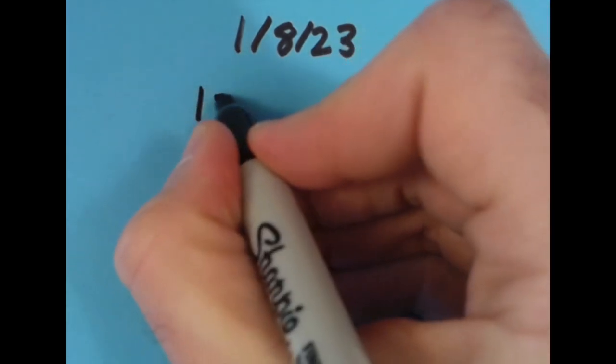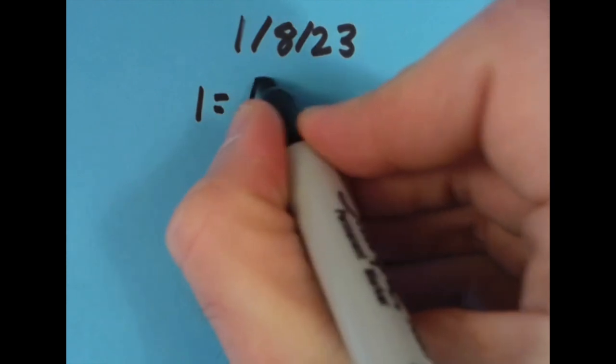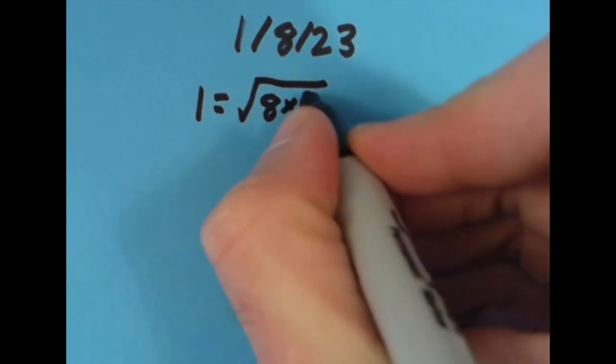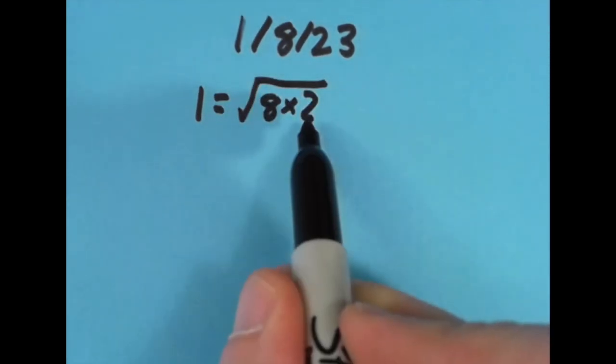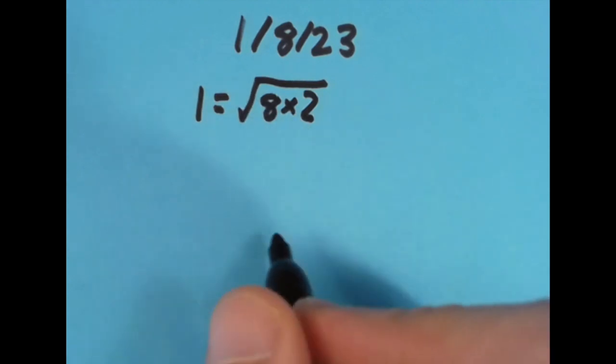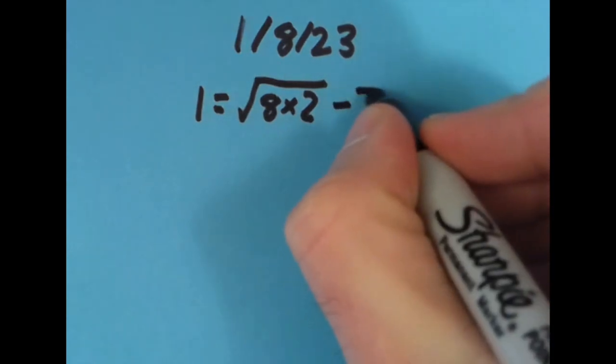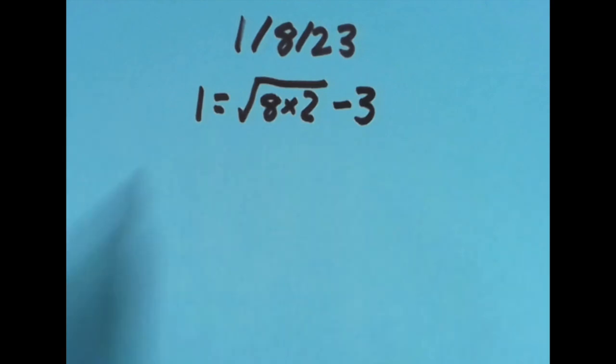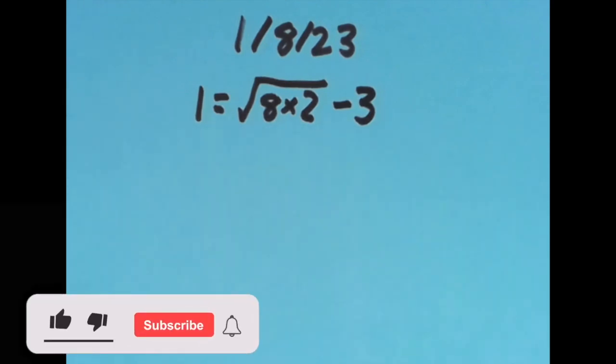What I came up with is that 1 equals, then I'm going to take the square root of all of 8 times 2. 8 times 2 is 16, the square root of 16 is 4. Then if we take all of that 4 and subtract 3, we have 4 minus 3, which is 1. So that's what I did, but I tried some other ways.